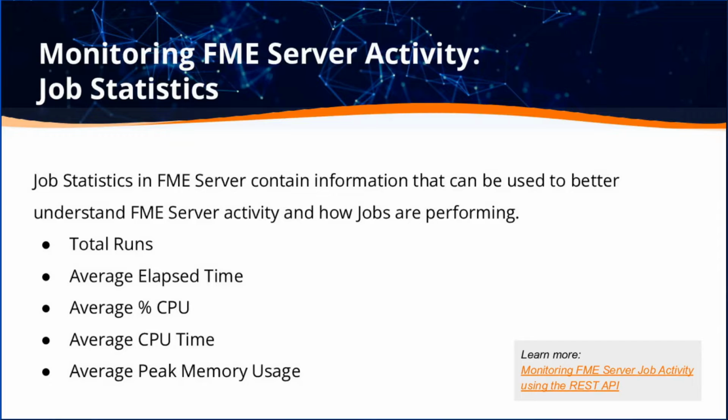Since version 2021, additional job stats have been exposed to show job performance. Some of these stats are total runs, average elapsed time, average CPU time, CPU percentage, and average peak memory usage across all invocations and job runs. We have an article linked here that gives us an overview of these job stats and how they're calculated, so please do check it out.